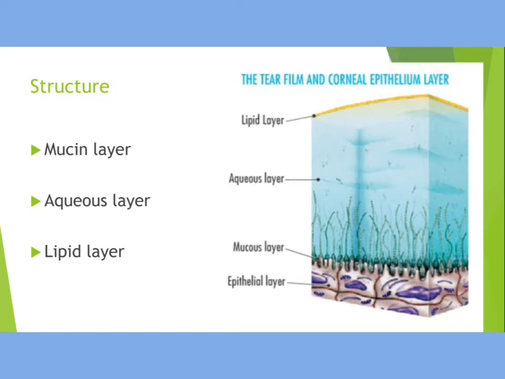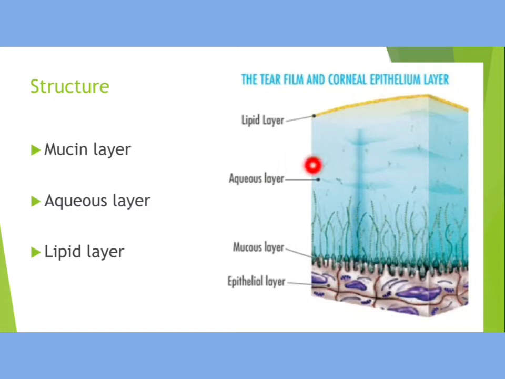Okay, now after the mucin layer, I'm coming from inward to outward. The middle layer is the aqueous layer. Aqueous means what? Water. So this aqueous layer water is from the lacrimal gland. Mucin layer is secreted by goblet cells. Aqueous layer is secreted by the lacrimal gland. Now, another thing is that the cornea needs oxygen for its nutrition, and the cornea takes oxygen which is dissolved in the aqueous. So aqueous is very important for corneal nutrition also.